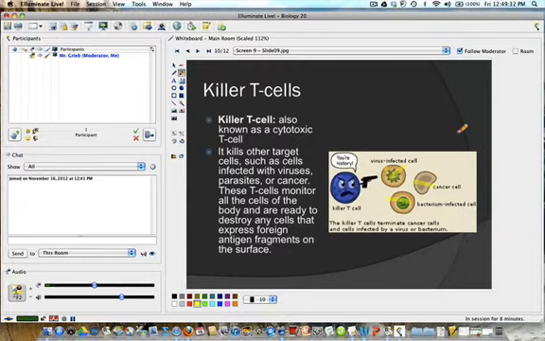Now, these T cells monitor all the cells of the body and are ready to destroy any cells that express foreign antigen fragments on the surface. So that's pretty important for the killer T cells, and they'll get rid of them. So it's good. You want to have lots of these kicking around because they'll keep, say, cancer cells from developing into tumors and stuff like that.